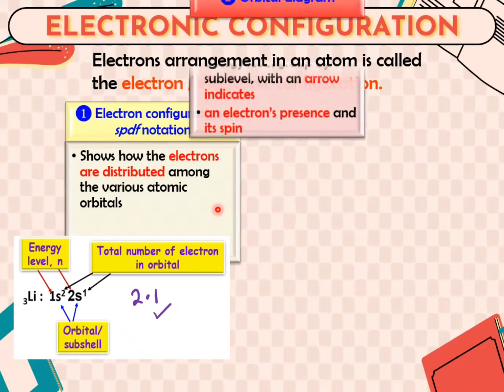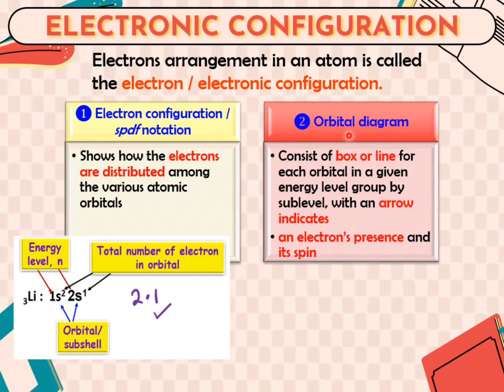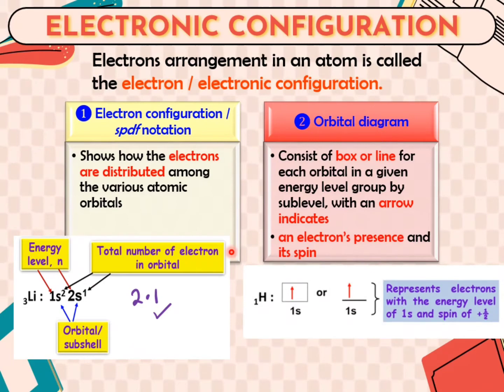Okay, the second one we have orbital diagram. Okay, this orbital diagram consists of box or line. Normally saya suka lukis dalam bentuk line. Kalau you nak lukis dalam bentuk kotak pun boleh. For each orbital in a given energy level group by sublevel with arrow indicates the electron present and its spin. Okay, so ini adalah orbital diagram. So how to draw the orbital diagram? Actually the orbital diagram dia adalah relate with electronic configuration. You need to know the electronic configuration first before you draw the orbital diagram.